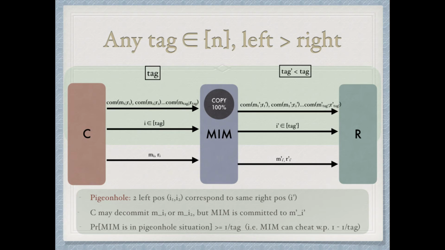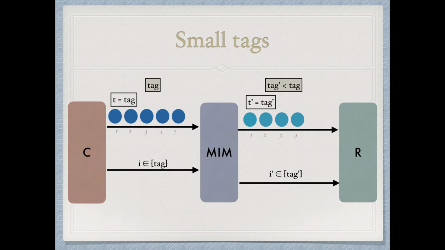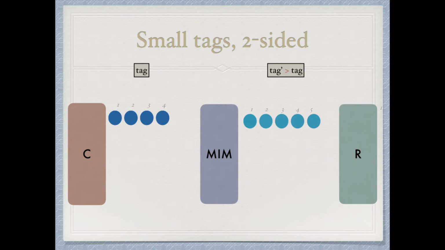So what we saw was, for any tag in n such that the left was greater than the right, if you have more commitments on the left than on the right, then the man in the middle might fail in copying at least 1, and if you're lucky, it's the one where you placed your message. I'm not going into amplification issues right now, but that's the basic protocol. But what if the left was smaller than the right? In that case, the man in the middle might successfully copy everything, and he'll succeed all the time.